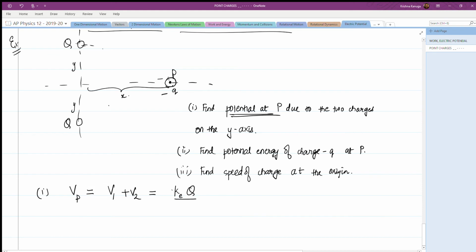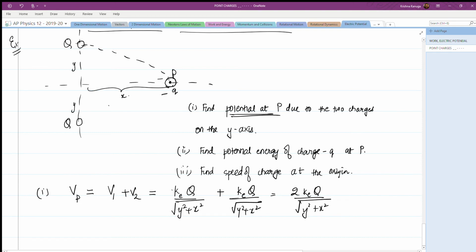Now if you look at this picture, the distance of the point P from each of the charges capital Q is simply equal to the length of the hypotenuse, which is equal to the square root of y square plus x square. And then plus the same thing for the other charge, which is also Ke Q over square root of y square plus x square. So this is the potential. Let's add them up. We get 2 Ke capital Q over square root of y square plus x square.